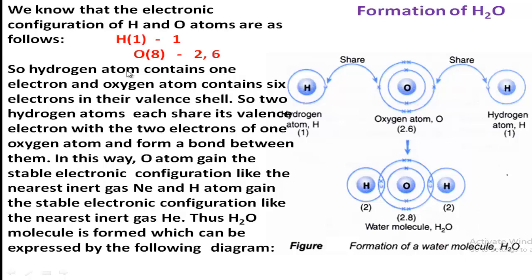The language will be like this, similar to before. So I hope you can clearly understand how the water molecule is formed by covalent bonding. Here 2 atoms of hydrogen share their 1 electrons with 2 electrons of the oxygen atom, out of its 6 valence electrons, and form covalent bonds.